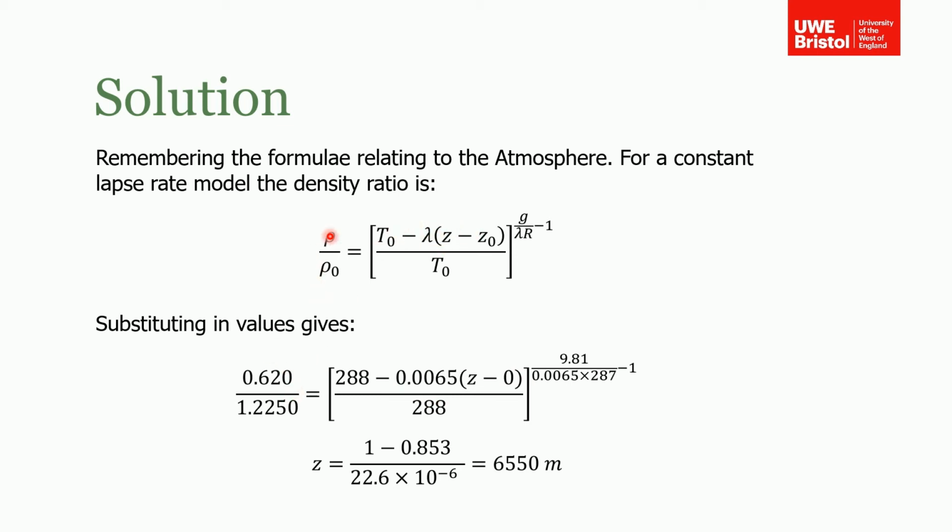So we can just put our values into here. We know the density at the altitude that we want, which we worked out on the previous slide, and that's 0.62. We were told the density at sea level. We know the temperature, and remember we need to convert that from degrees Celsius into Kelvin. The lapse rate, remember we've got to have it in the right units, that's kelvins per meter. The altitude at sea level is 0. So now we have one equation, one unknown, and we can rearrange that for z, and if you do, we end up with an answer of 6,550 meters.